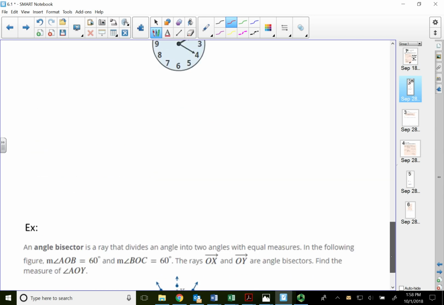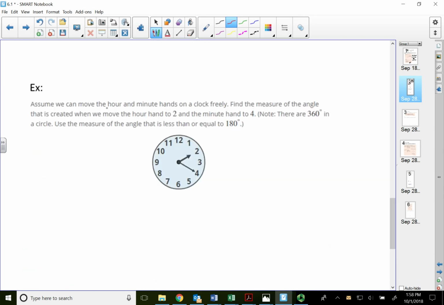This is a very interesting problem. Assume we can move the hour and the minute hand freely. Find the measure of the angle that is created when we move the hour hand to 2 and the minute hand to 4. So this is the angle formed by the hour and the minute hands, and by looking at it, we know this is an acute angle.